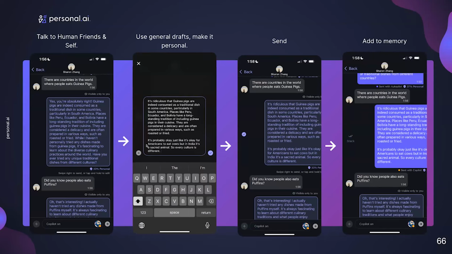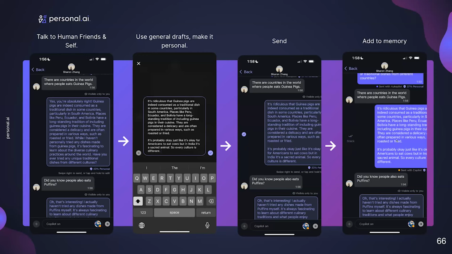So what I do is I click edit, and I make it personal by adding my own opinion. It's probably okay, just like it's okay for Americans to eat cows, but in India it's a sacred animal. So every culture is different. So that's a memory that I added. I send it to Sharon. She gets my response back.